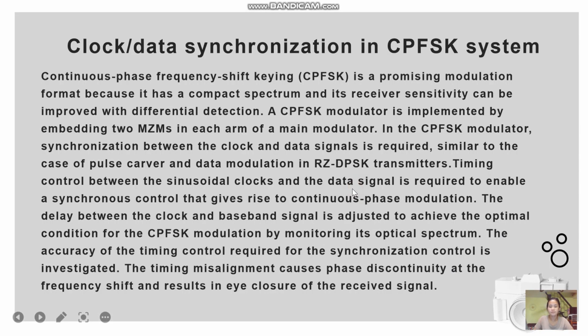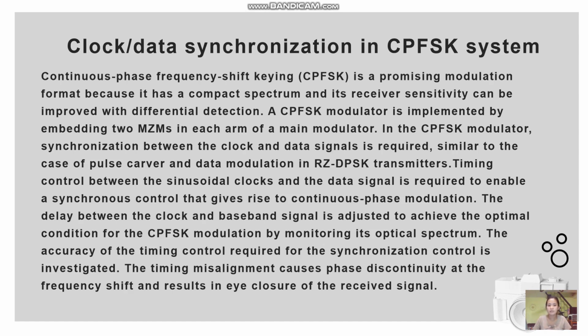Alright, now I have here the clock data synchronization, which is an example of an actual electronic system that uses CPFSK. As we have known, the CPFSK is a promising modulation format because it has a compact spectrum and its receiver sensitivity can be improved with differential detection. The CPFSK modulator is implemented by embedding two MZMs, what I've mentioned, the Mach-Zehnder modulator, in each arm of the main modulator.